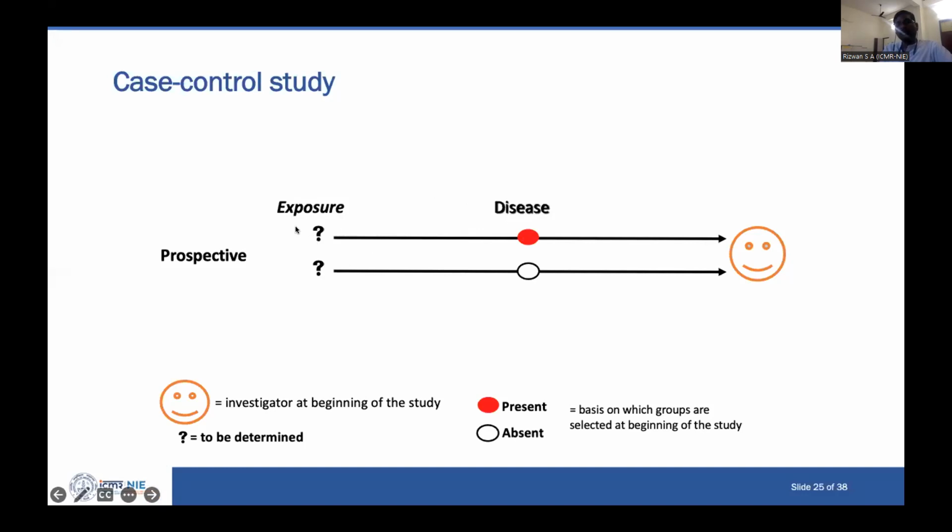Please remember, in retrospective cohort studies also, we were looking back in time, but the direction of inquiry was from exposure to disease. In case control study, it is also looking back in time, but the direction of inquiry is from disease to exposure.